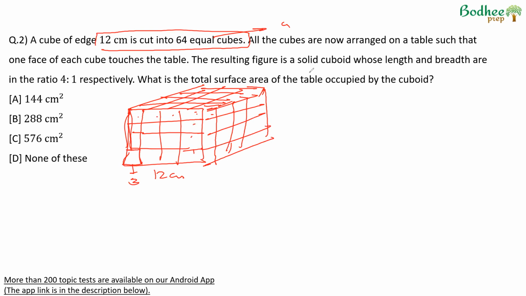Now these are arranged on the table such that one face of each cube touches the table. So they're placed on the table such that one face touches the table. Resulting figure is a solid cuboid whose length and breadth are in the ratio 4:1.